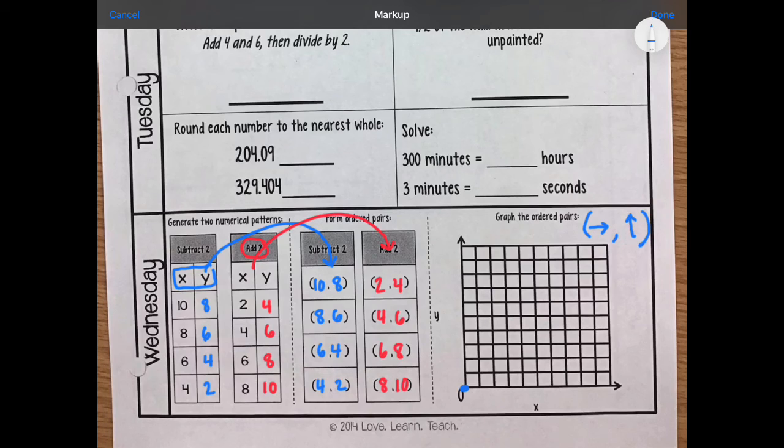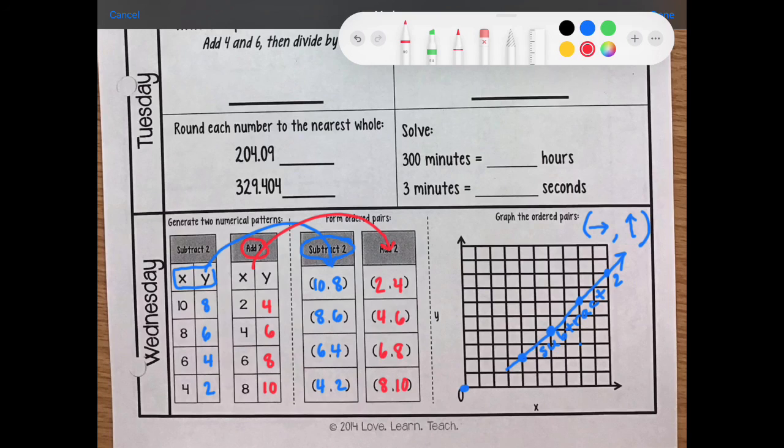So we have 10, 8. So I'm going to go all the way over 10 and up 8. Then I'm going to go over 8 and up 6. Oops, didn't mean to put that dot there. Over 6 and up 4. And then over 4 and up 2. And then I can connect those dots. I'm going to write subtract 2. I'm writing subtract 2 because that's what our rule was up here at the top.